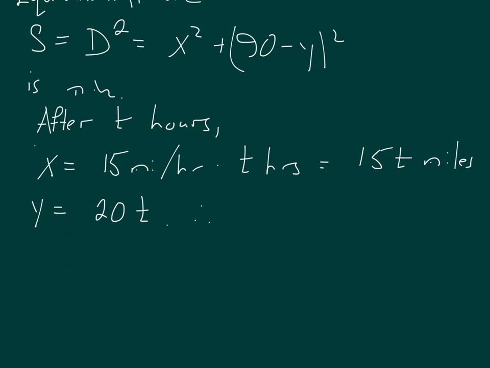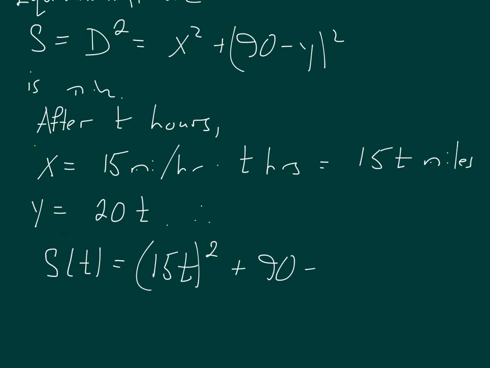So let's do that. So S, and this is going to be as a function of t, is equal to x is 15t, so I'll have (15t) all squared plus (90 minus y), and y is 20t. And we have that one squared.